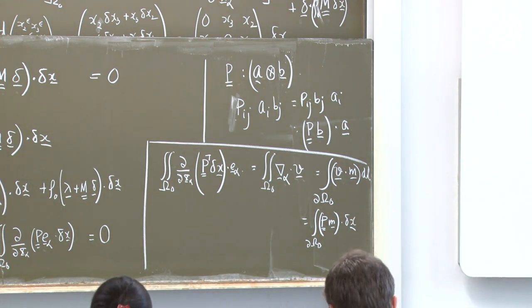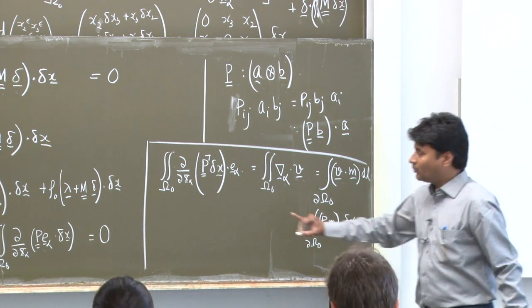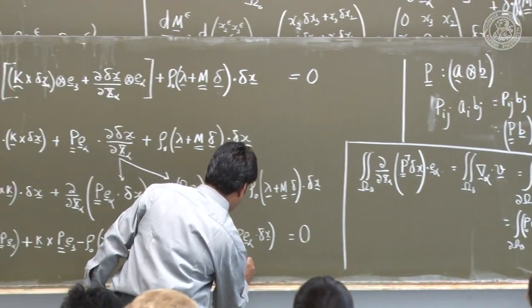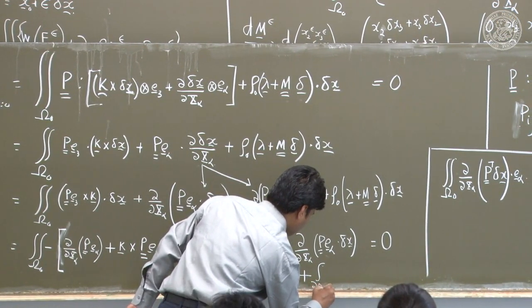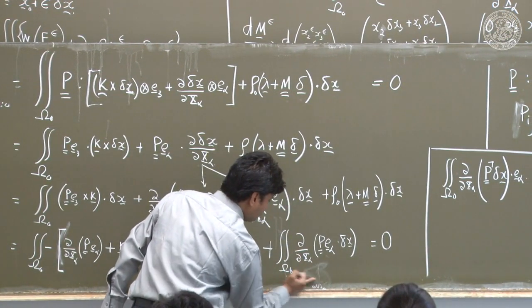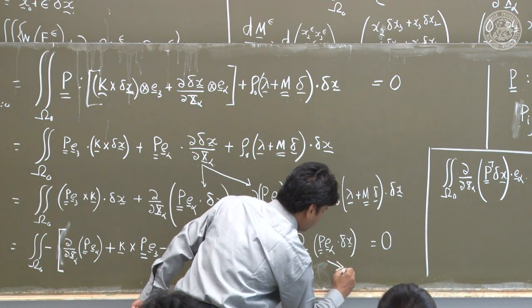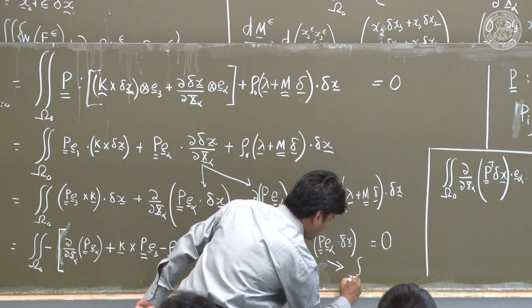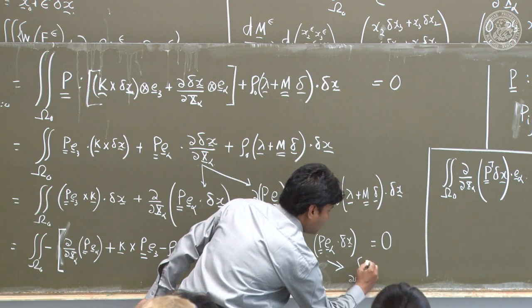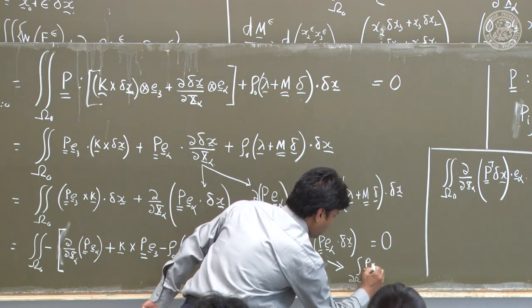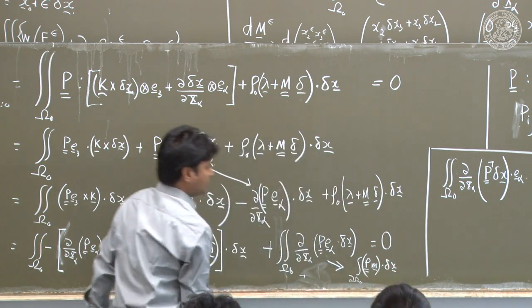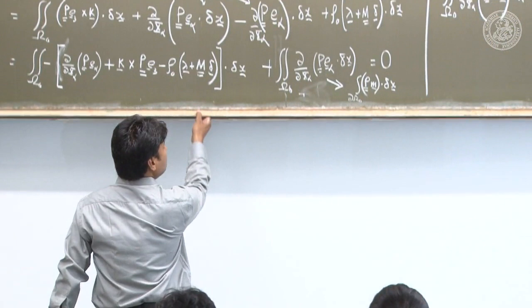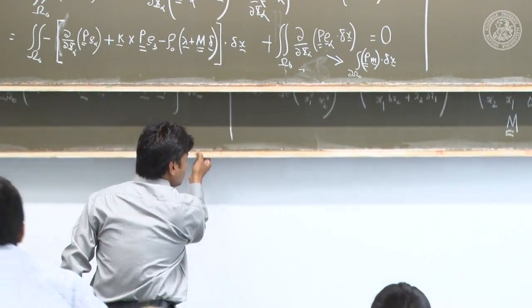So, everything looks really nice, and this is something you bring over here. So, plus integral over del omega naught. So, you replace this basically. So, I replace this with integral over del omega naught of P m dot del x. Okay. So, just a few more minutes and we are done.